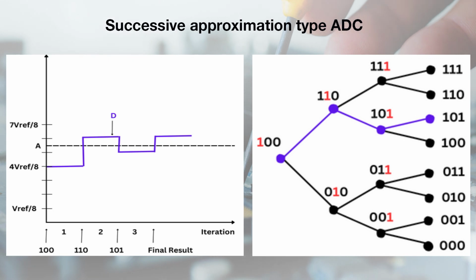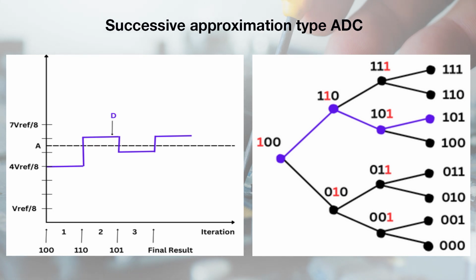Now, the level of DA converter output goes down to 5 Vref by 8. When the comparator compares 5 Vref by 8 with input analog voltage A, the comparator gives output 1, because at this instant analog input is more than 5 Vref by 8, as we can see in the diagram. So, we get the final result as 1 0 1, and at this instant EOC is set high, because the conversion is complete now. On the right side there is a decision diagram which is showing all possible iterations.